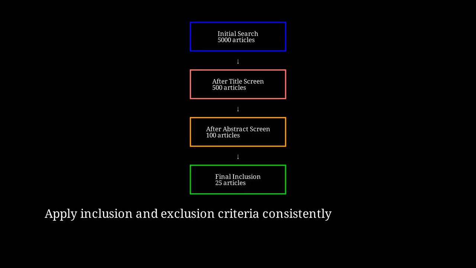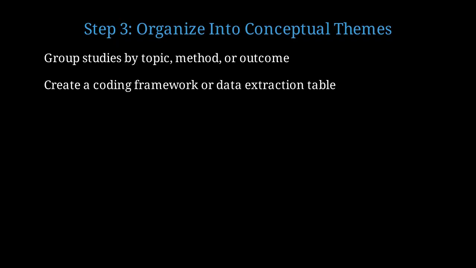Apply inclusion and exclusion criteria consistently to all studies. Document reasons for exclusion. Step 3 is organizing your sources into conceptual themes. Group studies by shared topics, methodological approaches, or outcome measures. Create a coding framework or data extraction table to systematically record information from each study.